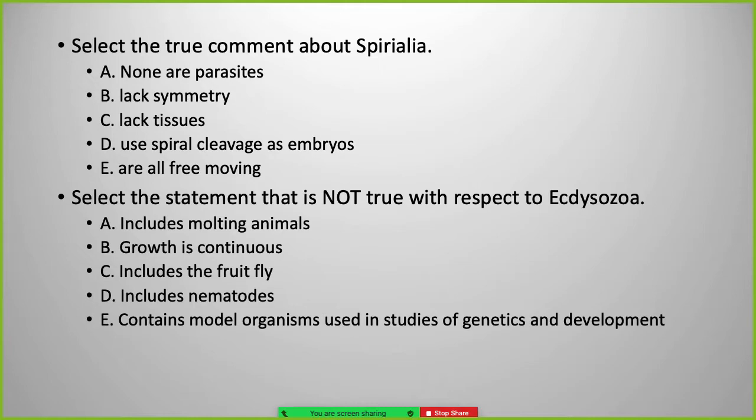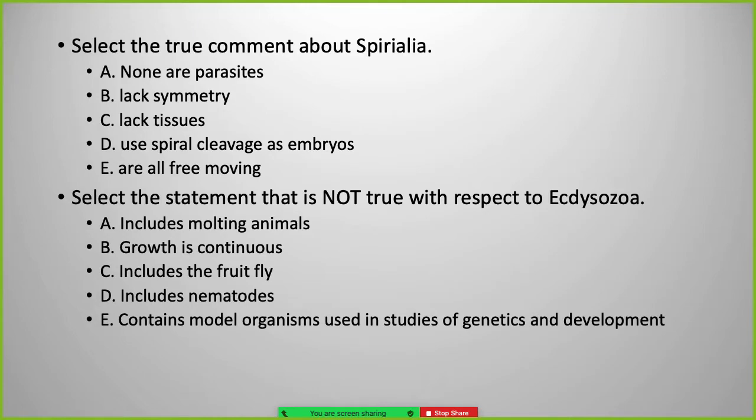Select the statement that is not true with respect to Ecdysozoans. Not true. Actually, it does include the fruit fly. It does. Fruit flies are great model organisms. I guess this is a terrible question because I didn't really go in depth about it. It's B, growth is continuous.